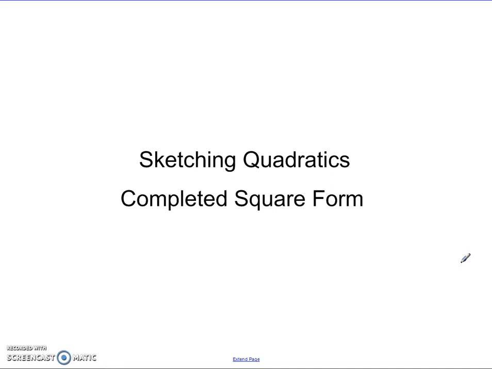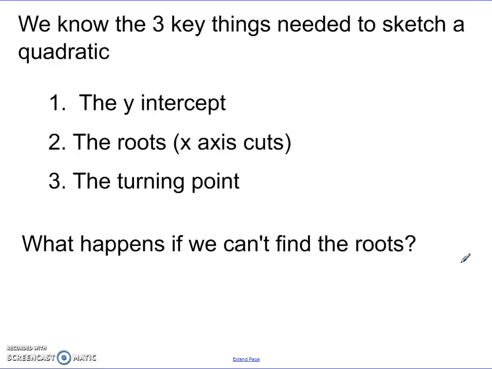We're going to look at how this can impact the way we sketch the graph and actually how it can help us with certain bits of information. Now, if we remember back to when we sketched quadratics in general, there are three key things that we needed to do for every single graph. Three key bits of information we needed were the y-intercept, the roots, and the turning point.